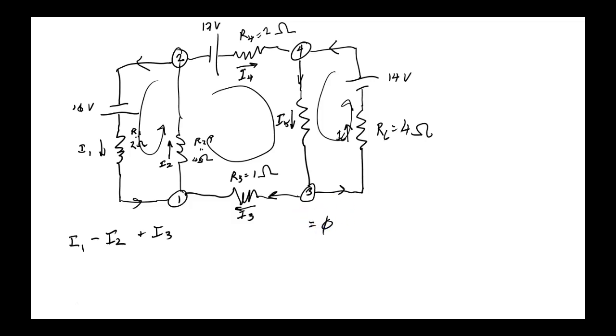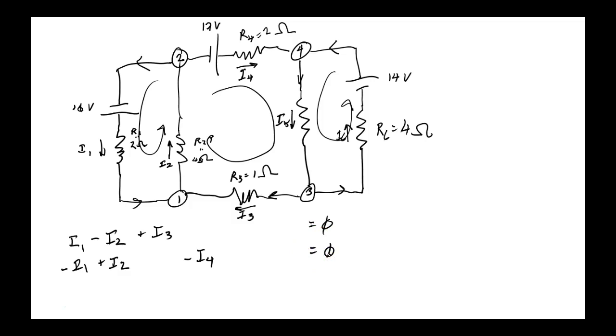Long way over there. Okay. Now let's do node 2, or junction 2. Junction 2 has I1 leaving it, I2 coming into it, and I4 leaving it. Okay? So that looks like the second junction.